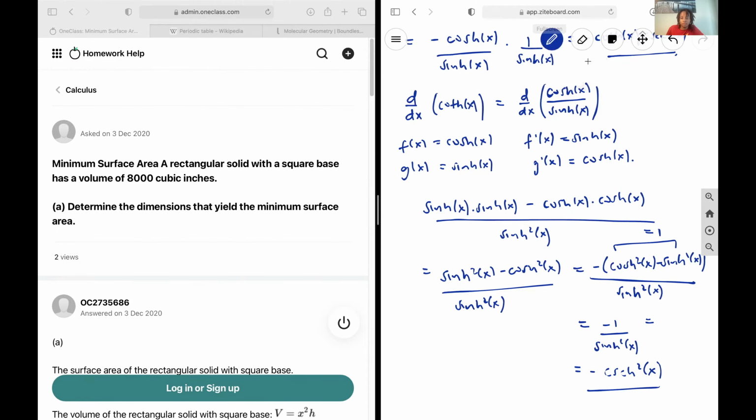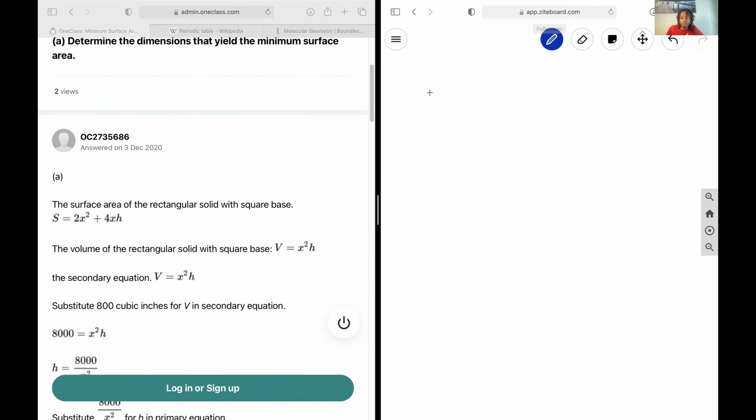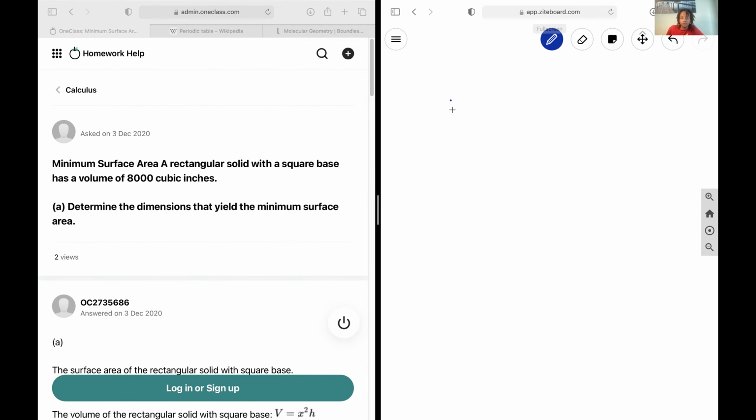Okay, lastly, we have this question. There are two ways to do it, using Lagrangian multipliers or alternatively using a different method. And so first, let's use the one given to us here. We have a rectangle with a square base, so we can draw it like that. Square base means that we have x by x, and then we have it being with a height of h.